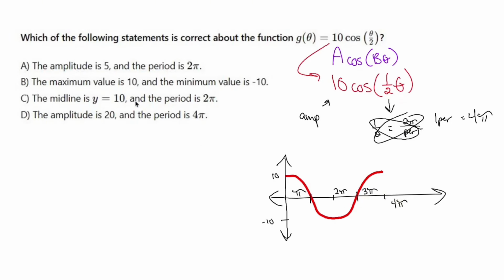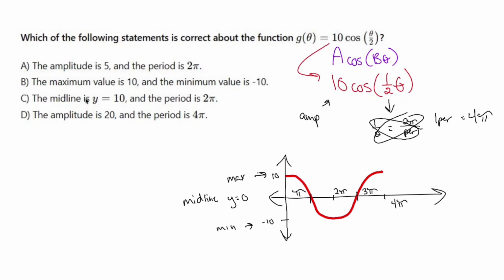All right, it also is talking about midlines and stuff like that, and maximum values. Well, the maximum value is 10. The minimum value is negative 10, which makes the midline halfway in between those, which is y equals 0. So I have an amplitude of 10, a period of 4 pi, a maximum of 10, a midline of nothing, and a minimum of negative 10.